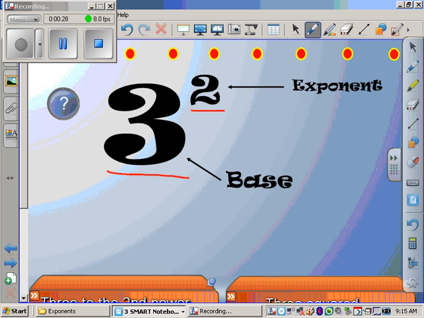We can read this two different ways. We can either read it as 3 to the second power, or whenever the exponent is 2, another way to say it is we can say 3 squared.